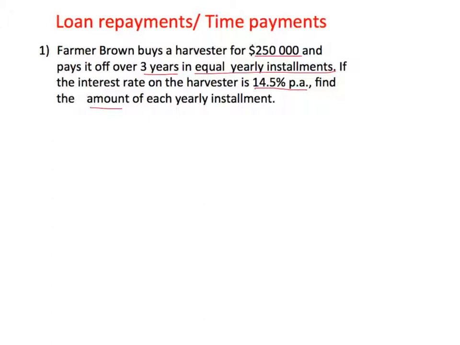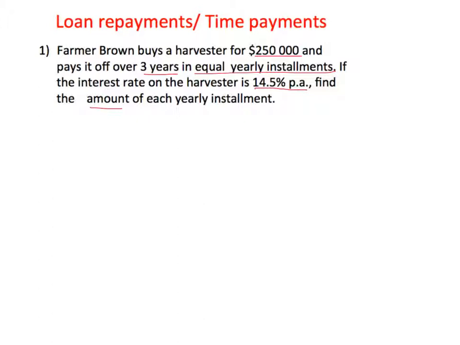So really what's happening is he's borrowing the $250,000, interest accrues for the whole first year, and then that interest is added on to the $250,000, and then he pays his first yearly instalment. Then the amount owing at the end of the first year becomes the new amount owing at the beginning of the second year. That becomes now the principal for the second year. Then interest is added on to that amount as well. It accrues the whole year.